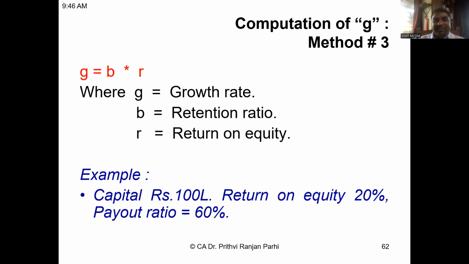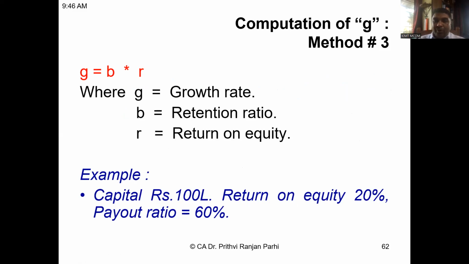Third way: G is equal to B into R, where G is the growth rate and B is the retention ratio. Retention ratio means suppose a company is earning some profit. It distributes some profit and it retains some profit. Suppose you are earning 100 rupees. You are distributing by dividend 40 rupees and retaining 60 rupees. That means your retention ratio is 60%.